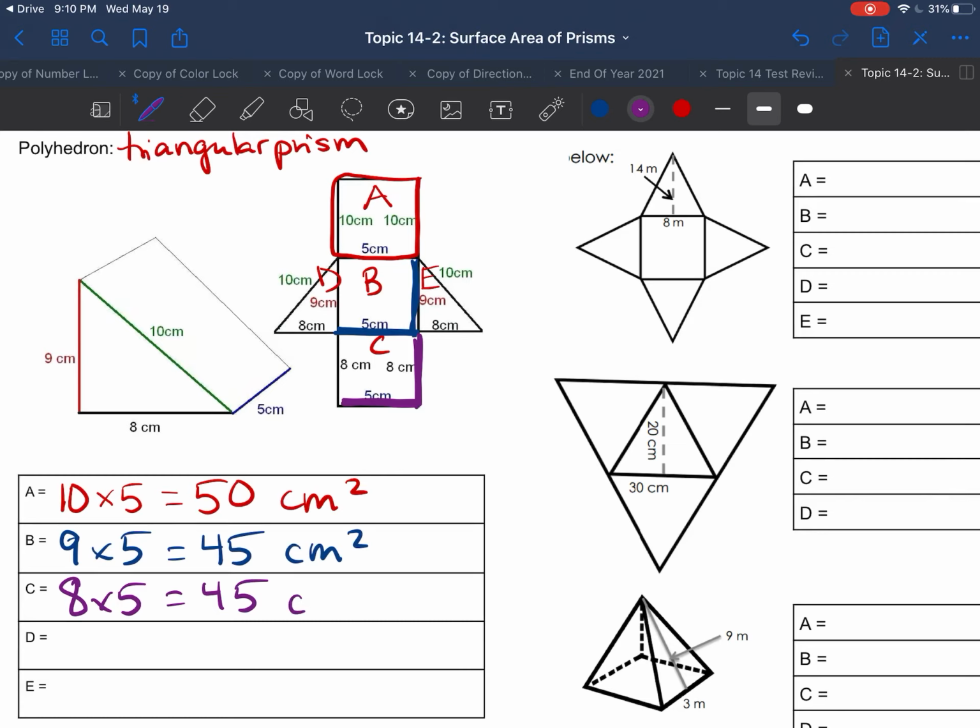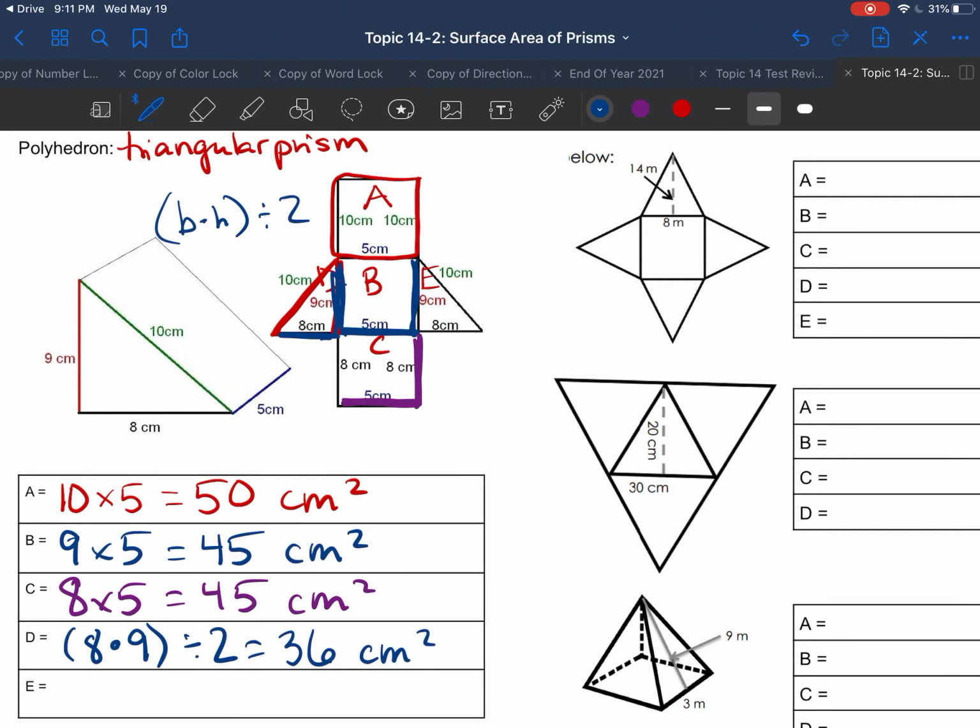So we have all of our rectangles done. Now we're going to deal with a triangle. This triangle right here, what are we going to multiply to find the area of that triangle, D? Well, remember, area of a triangle is base times height divided by 2. So the base is 8, the height is 9, and then we're going to divide it by 2. So 8 times 9 is 72. 72 divided by 2 is 36 centimeters squared.